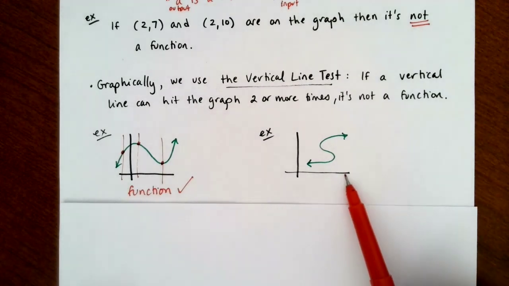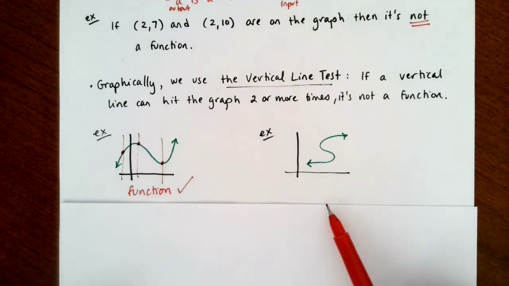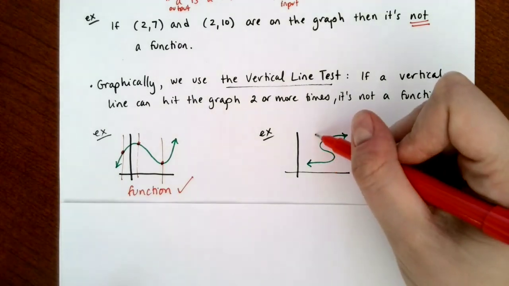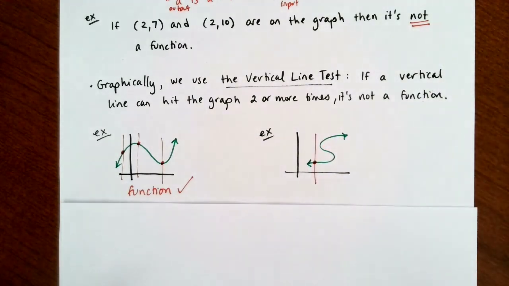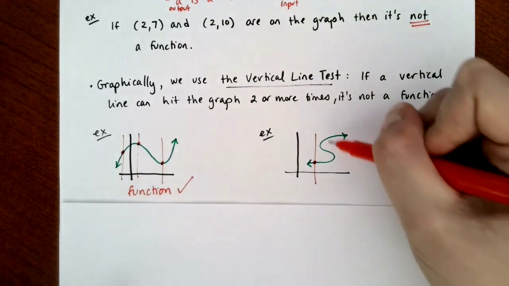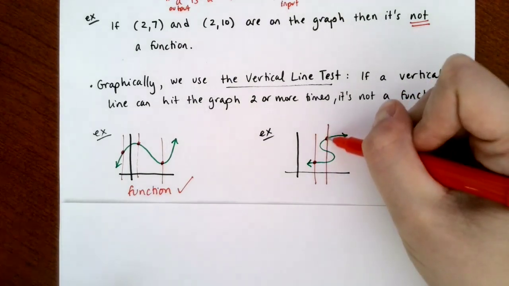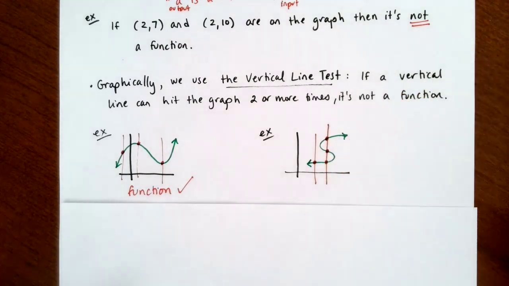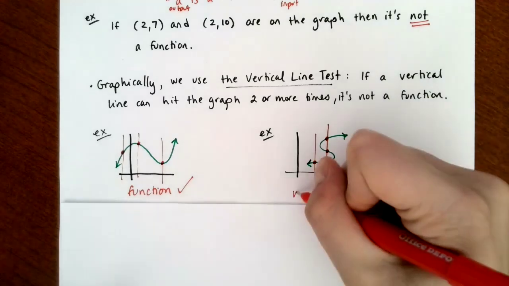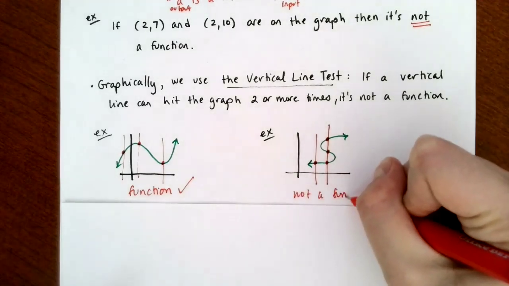However, the second example is not a function. There are some vertical lines you could draw, for example, right here, that cross the graph only once, which is function behavior. But because there is a spot where if we drew exactly this vertical line, we're crossing it more than once, that means that this is not a function.